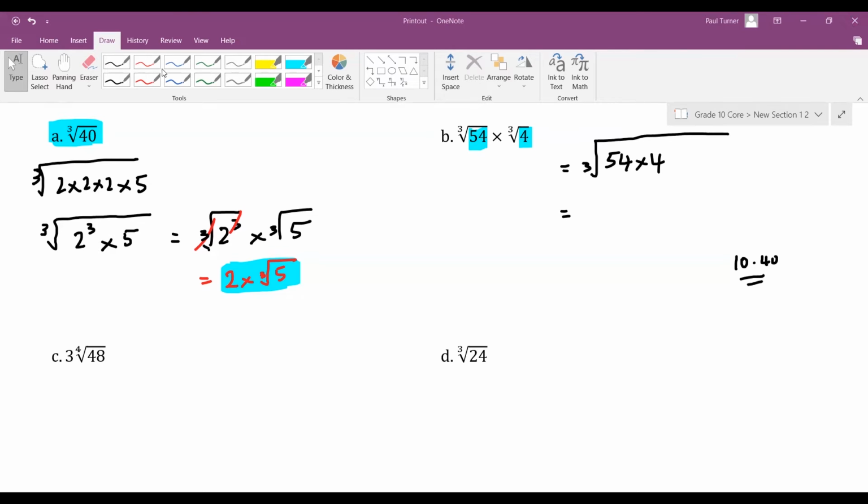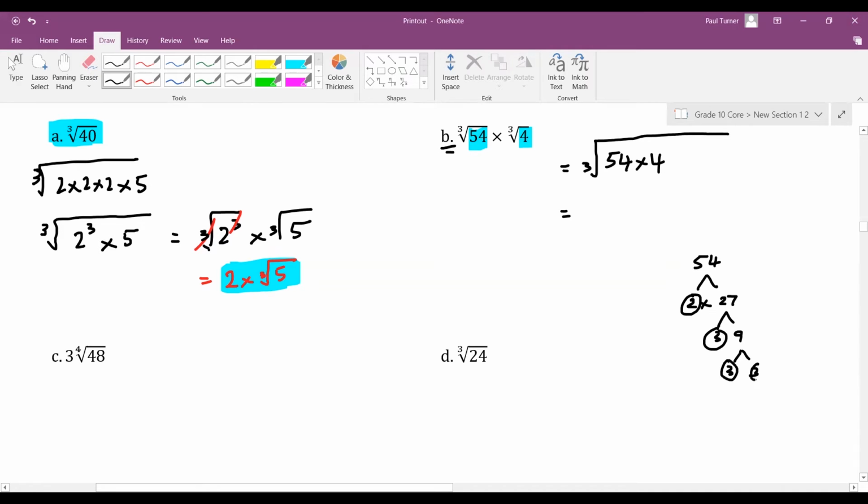So we can take a look at question B here, see what happened. So as I mentioned, I would break down these numbers a bit more and see what we got. So we've got 54, and 54 is 2 times 27, okay? 2 is a prime number, we stop there. 27 would be 3 times 9, and 9 is 3 times 3. So 3, 3, 3, and we have a 4, which is 2 times 2.